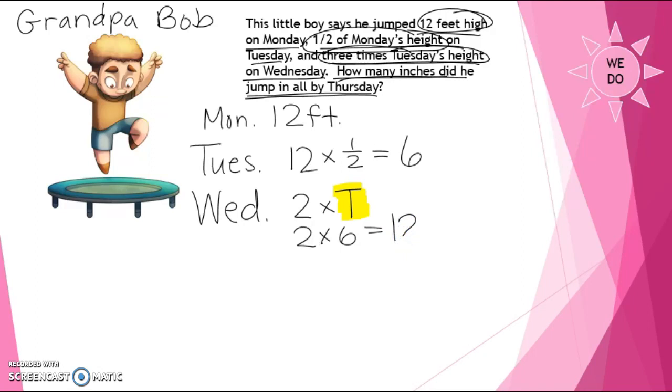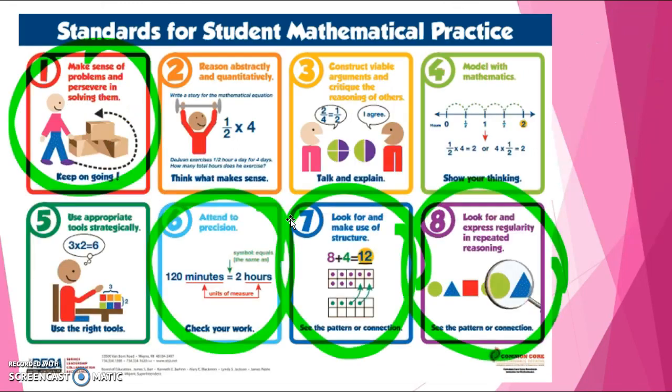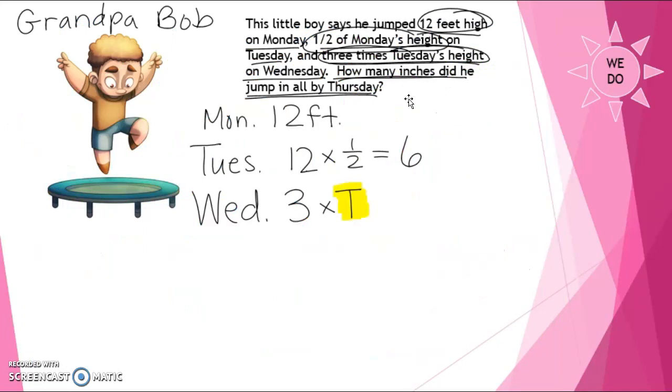Oh, that's wrong. He jumped 3 times Tuesday's height. For those of you who caught my mistake, good job. Let's go back. What are you doing when you catch a mistake? You are critiquing the reasoning of others. So here we have 3 times Tuesday's height on Wednesday. So we should multiply whatever Tuesday's height is times 3. 3 times 6, the 6 came from Tuesday, is 18.